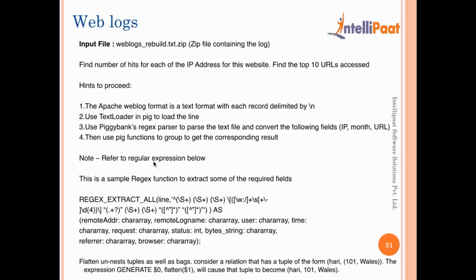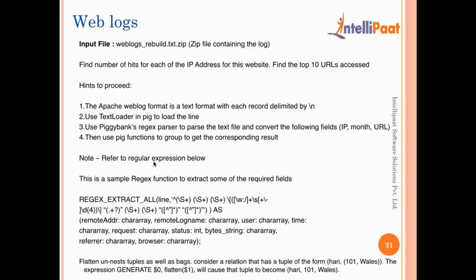So this is the exercise we are going to do. We have web logs. These are Apache access logs, Apache server access logs. That is given as a file called weblogs_rebuild.txt.zip. It's a zip file.